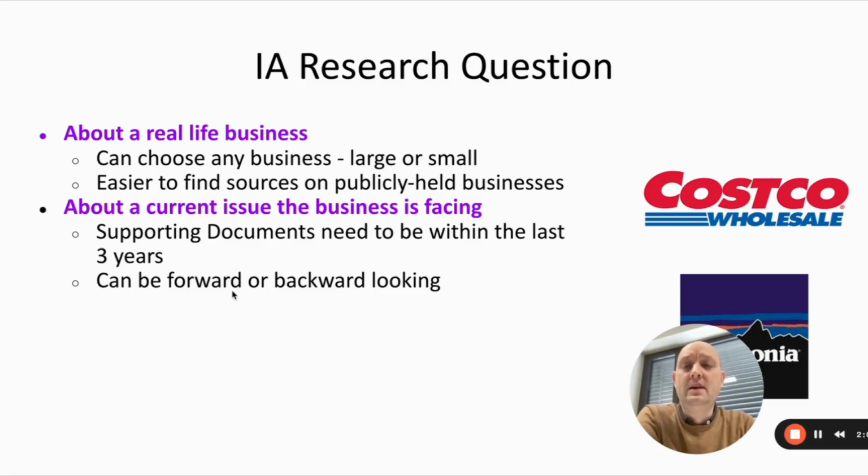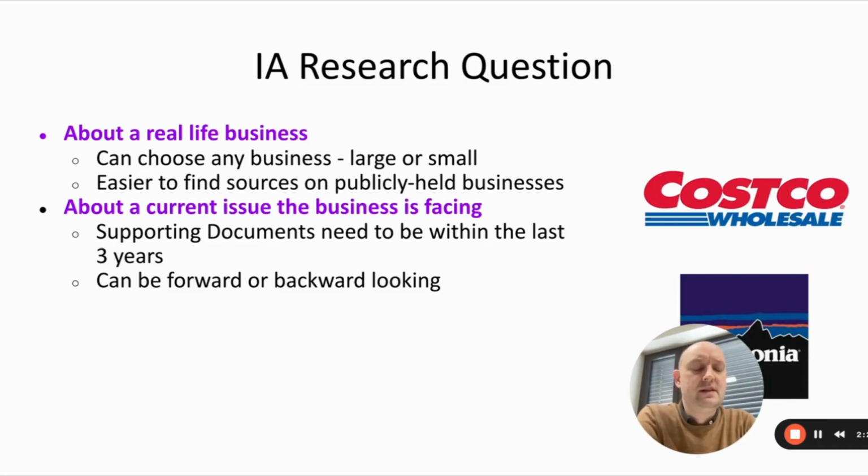The IA can be forward-looking or backward-looking. A forward-looking question would be something in the future that hasn't happened yet. So maybe the business is thinking about making a decision, so you could evaluate that. One of the dangers of that is it becomes a bit hypothetical. So you want to come up with an idea that the business is actually thinking of doing rather than something you think that they could do. And then it's going to be a lot more realistic.